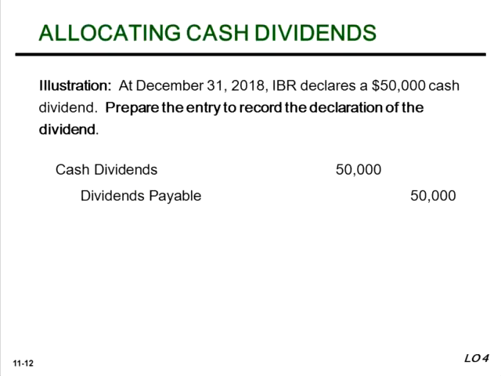At December 31st, 2018, IBR declares a $50,000 cash dividend. So the entry is a debit to cash dividends and a credit to dividends payable. So when the actual payment would be made, then there would be a debit to dividends payable and a credit to cash for $50,000. These next few slides entitled Do It, we have some more examples of problems related to dividend payment.